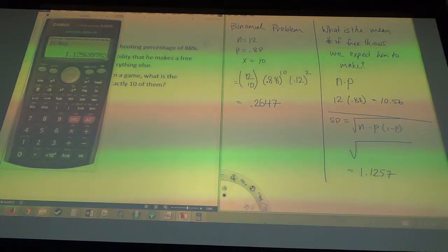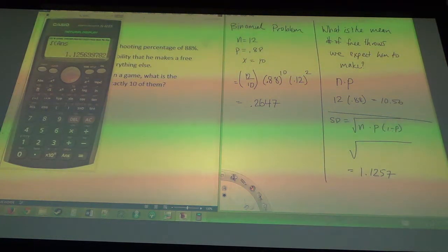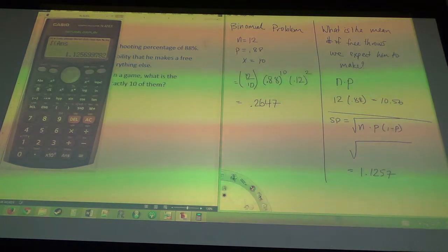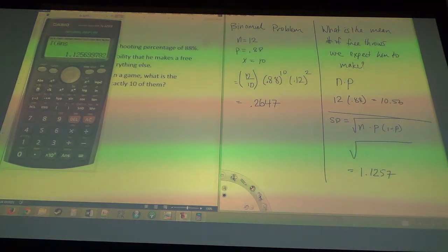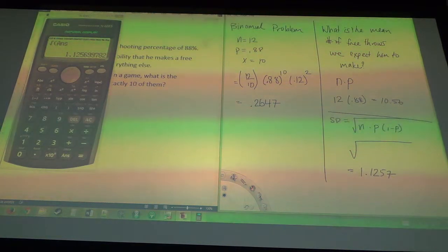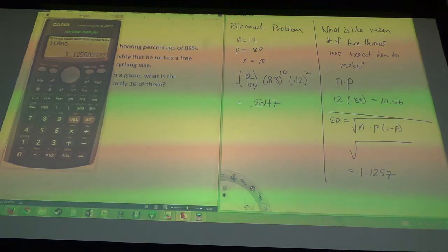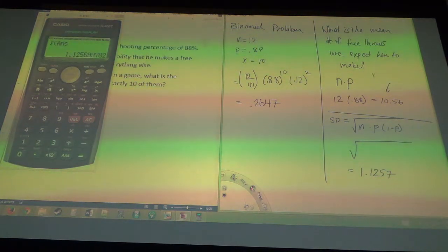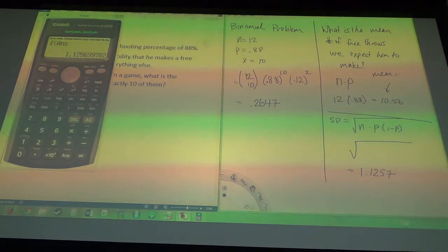In terms of rounding, you round to whatever you see fit. Generally keep as many decimals as you're comfortable with. The mean here, we would not say 10 or 11. The mean is a decimal, so it's fine that the mean is a decimal.